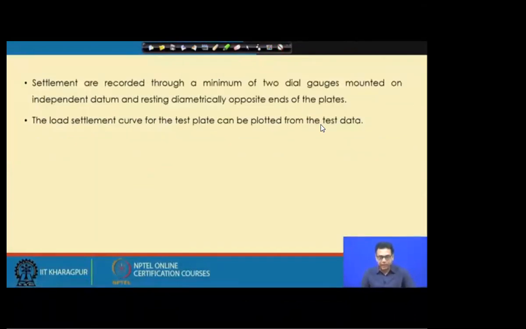Next, the settlement is recorded through a minimum of two dial gauges, placed diagonally opposite to the plate, and the load settlement curve for the test plate can be plotted from the plate load test data.